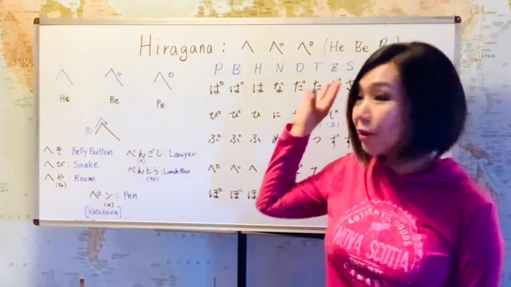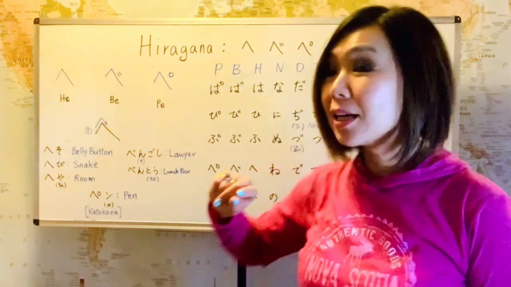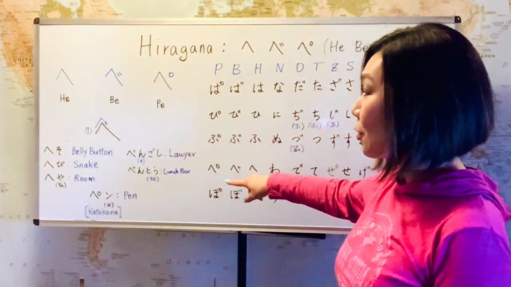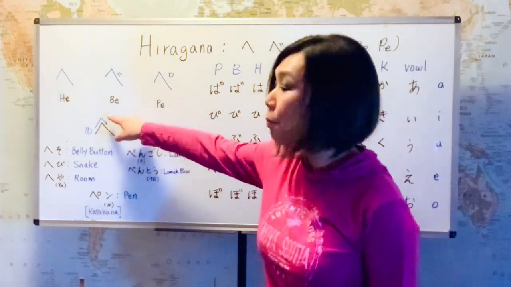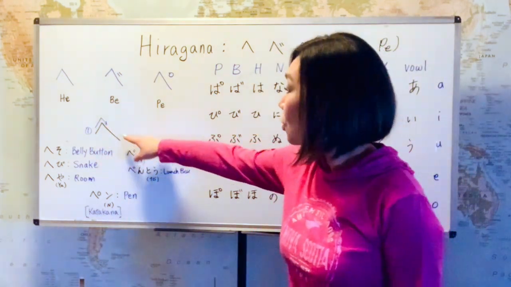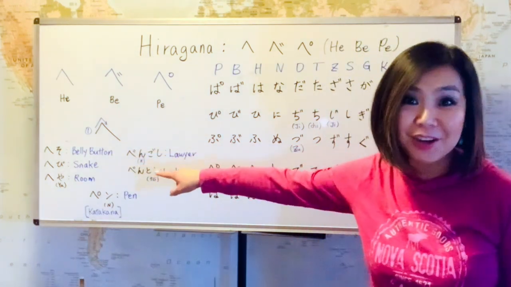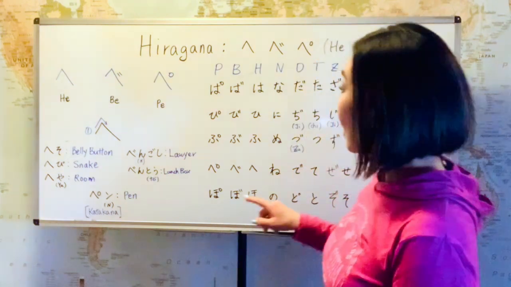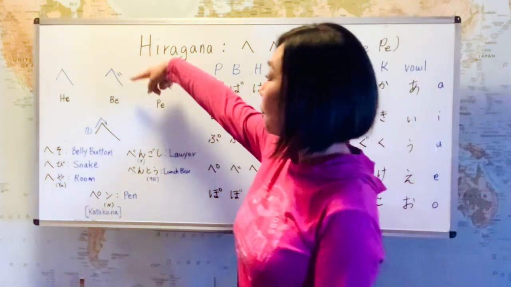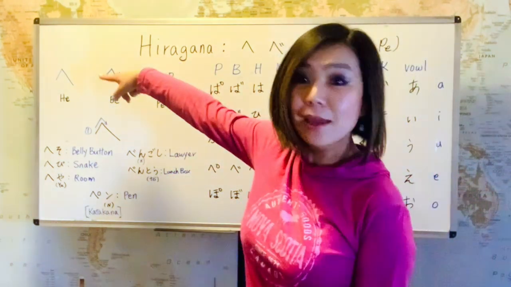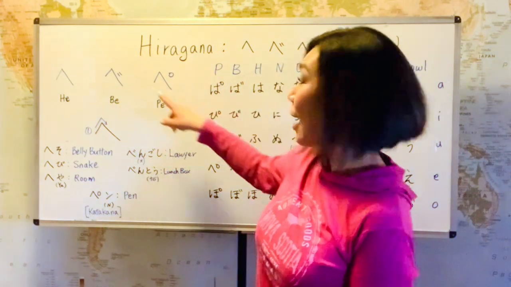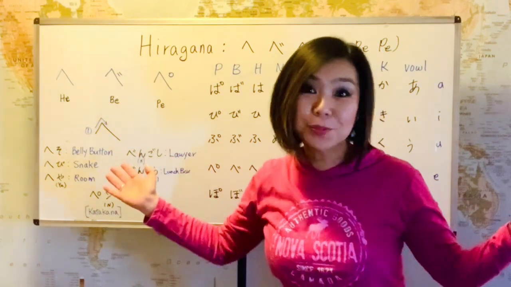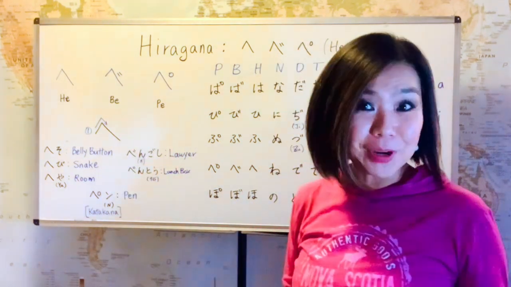And this character is super easy. It's just like writing a mountain, and you just go a little lower. So you go up the mountain and then just go lower and keep going lower, towards the bottom here. Okay, so that's the he. And then if you put two dots on the he, that becomes be. And a circle, that would become pe. That's it, super easy.